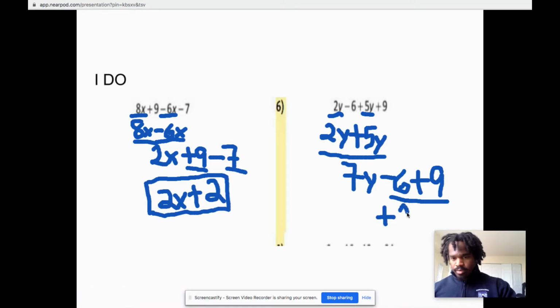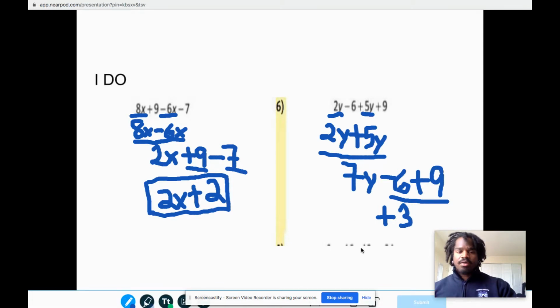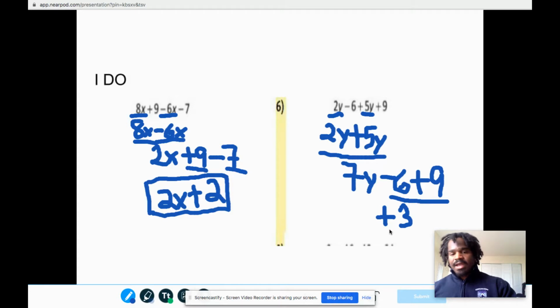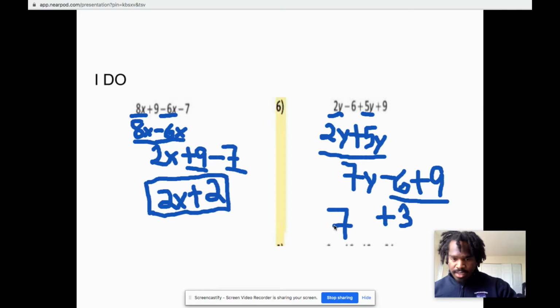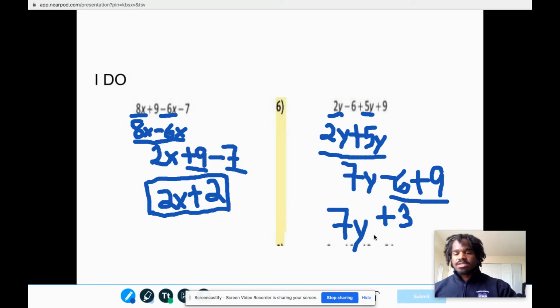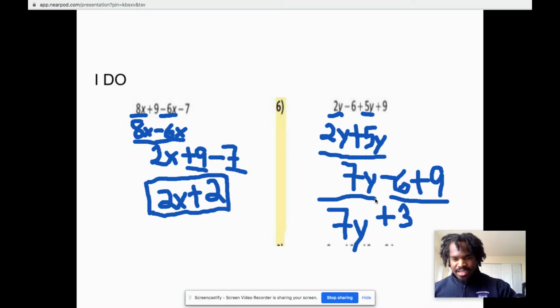Okay, and then we bring everything down. And notice how in both cases, I made sure that I put the sign for the number. So because it was positive, I put a plus sign. Same thing goes over here. I put the plus sign so that we know whether the number is positive or negative. So this is positive 3. And then we bring everything down, which is 7y. 7y plus 3. And now we don't have any other terms that are like terms. So we just box our answer because that's the simplest form of the expression.